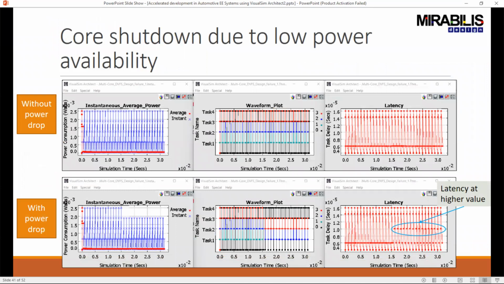Now we are looking at the core shutdown due to low power availability. So we could see the graph that has been captured when running without the power drop and with the power drop. So without the power drop, we could see that the latency can be seen to be a little bit higher for the corresponding task, because here they were a little bit lower without the power drop.